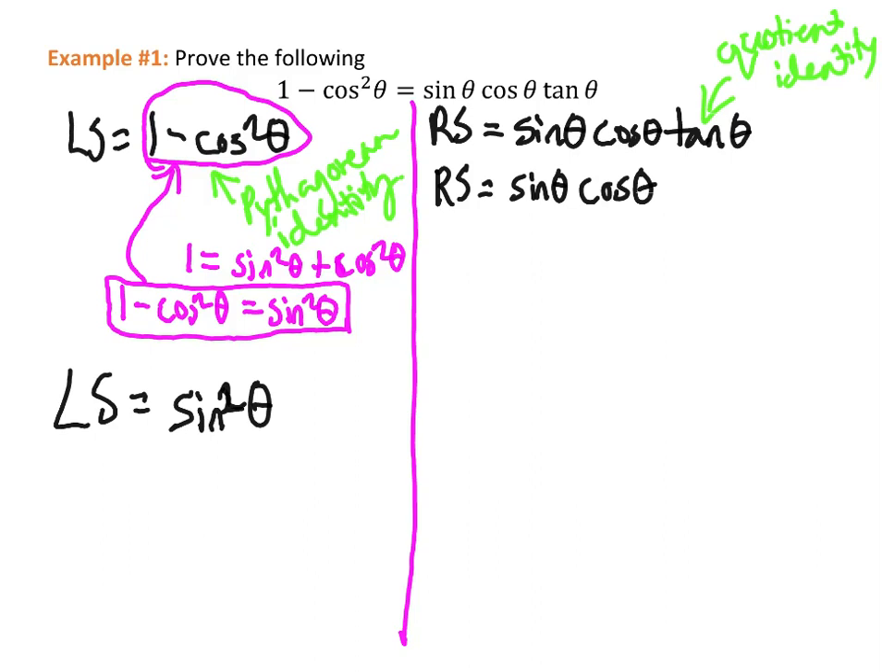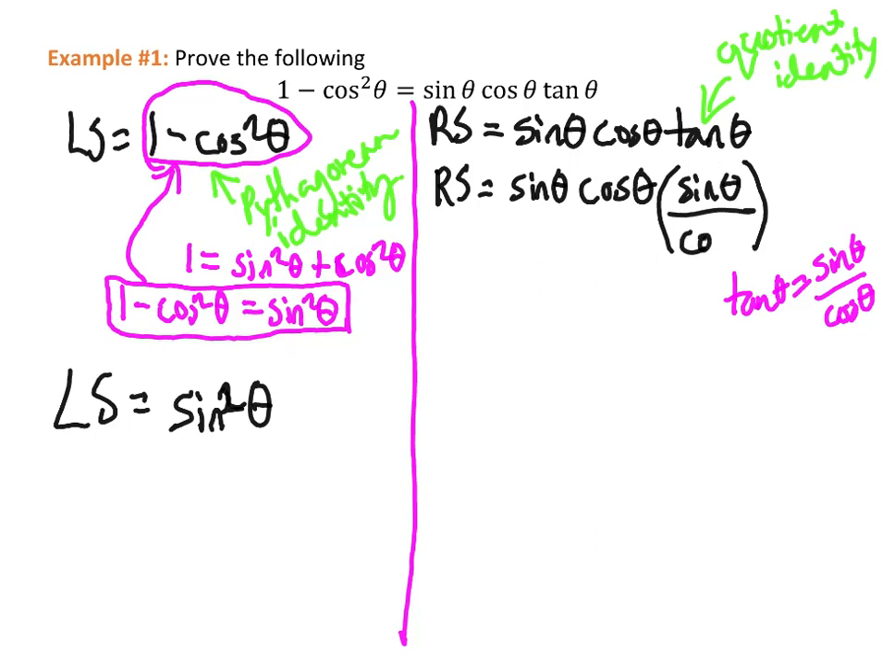And remember, the quotient identity is this, that tan of theta is equal to sine of theta divided by cos of theta. So let's actually replace the tan theta here with what we know it is, which is sine theta over cos theta. So this is often a good move. If you see a tan theta somewhere, replace it with sine divided by cos. And then see what kind of cleans up here.